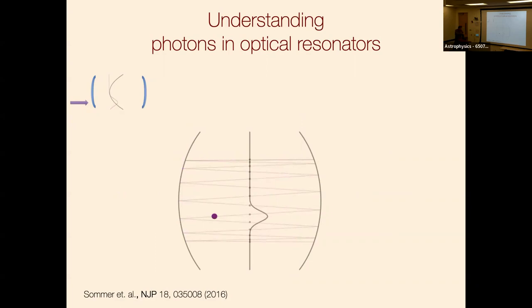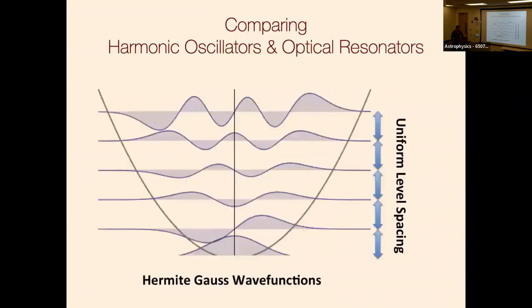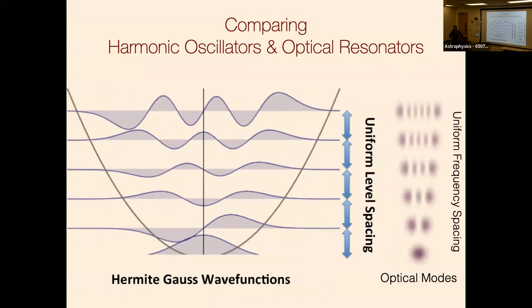And indeed, if you look in this middle plane of the cavity at where the ray intersects, you can think of this as like a stroboscopic evolution of a harmonic oscillator. But it turns out that even the more quantum mechanical picture of a harmonic oscillator applies here. Remember that the eigenstates of a quantum harmonic oscillator are Hermite-Gauss in space and uniformly spaced in energy. And indeed, the modes of a Fabry-Perot cavity are Hermite-Gauss in space and uniformly spaced in energy.